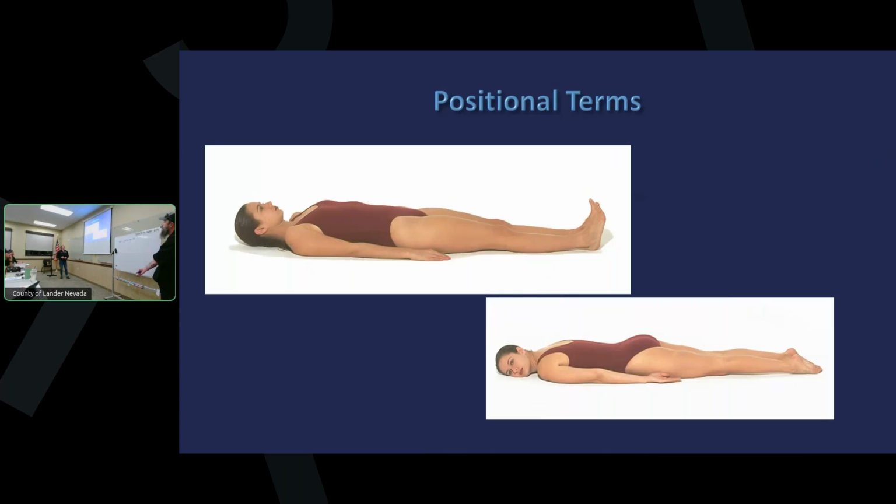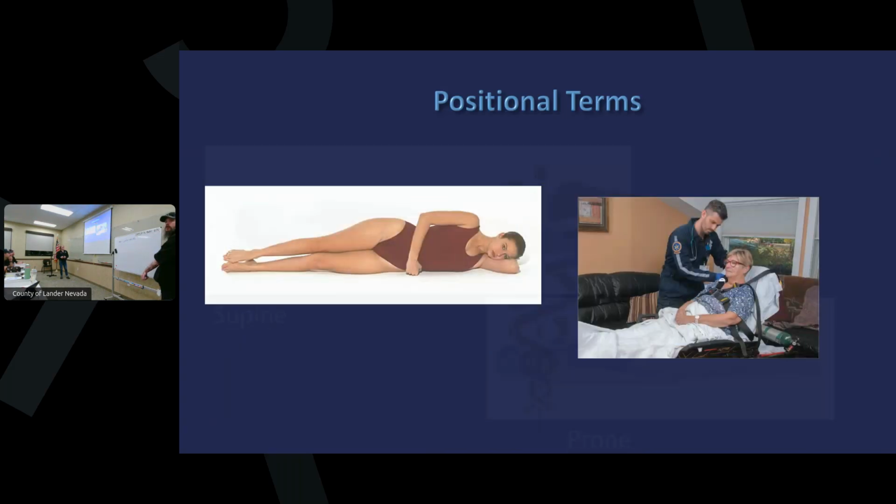All right, what's this one? Supine. Good. What's this one? She looks like she's so happy to be there. What's this one? It's the left side. Left lateral. Good. What's this one? Fowler's. That's a Fowler's. The difference is in Fowler's you're sitting straight up, and in semi-Fowler's you're kind of leaning back a little bit.